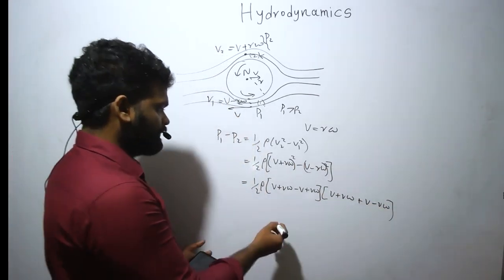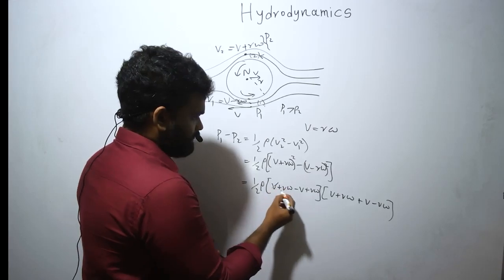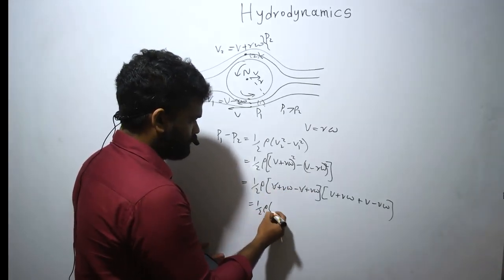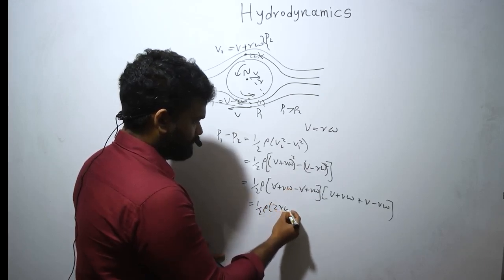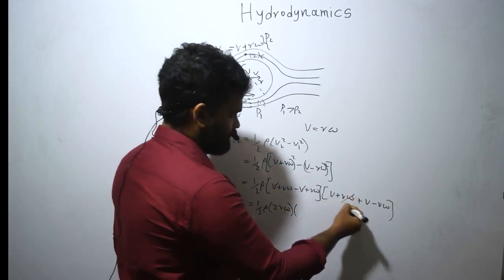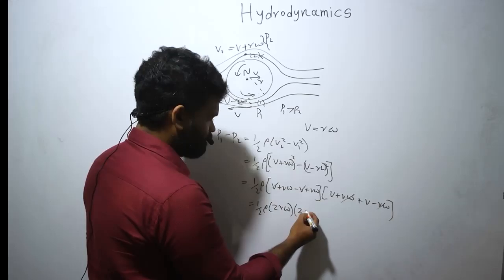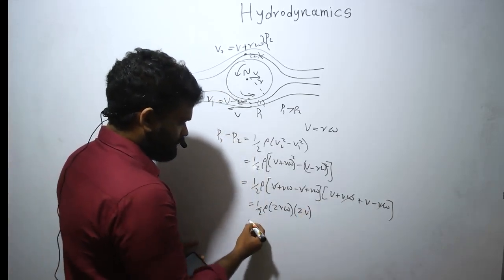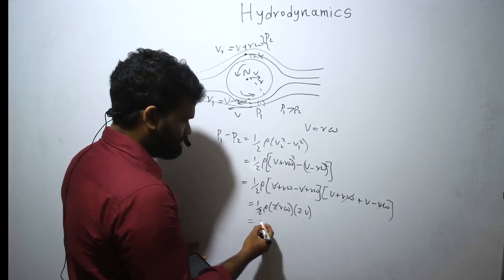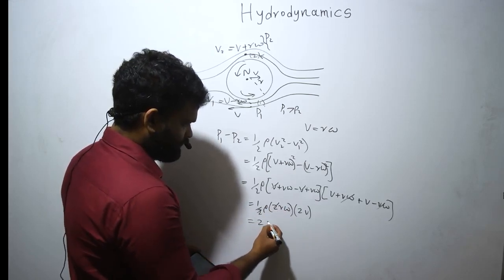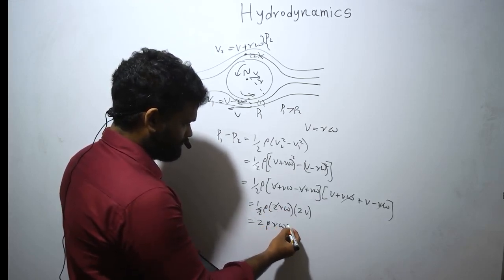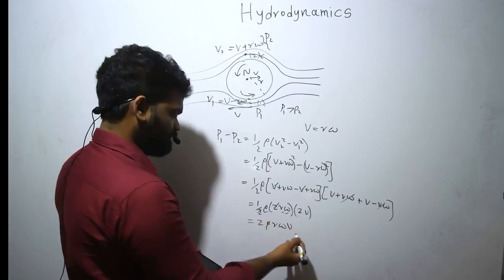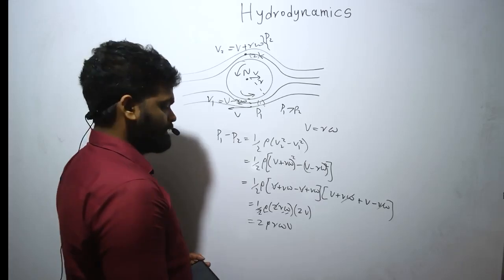Okay. Then get rid of this V. Here you get half rho 2R omega. Here R omega cancels off, 2V. Okay. Half, let's cancel this. 2 rho R omega V. So you got that. Okay.